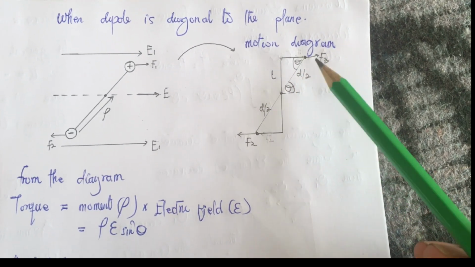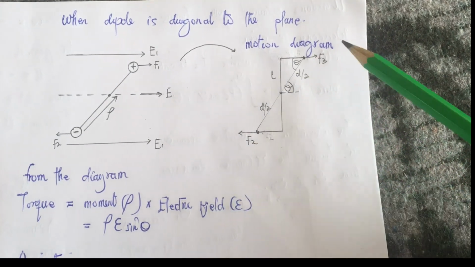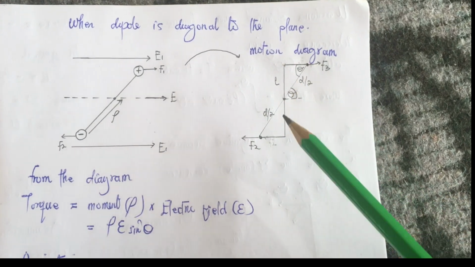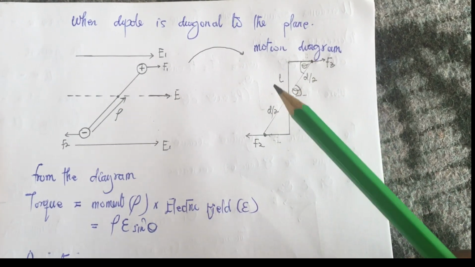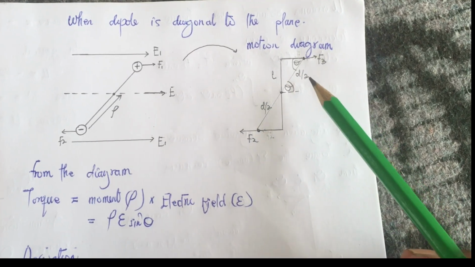Our L here, this is the L. Our L is what? D over 2, from the dipole axis, dividing it by 2. And this is our L. For torque, we actually depend on the perpendicular length. So we focus on this length rather than this length.